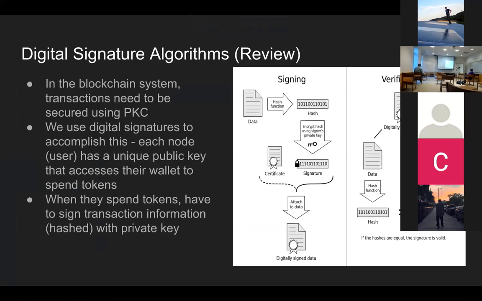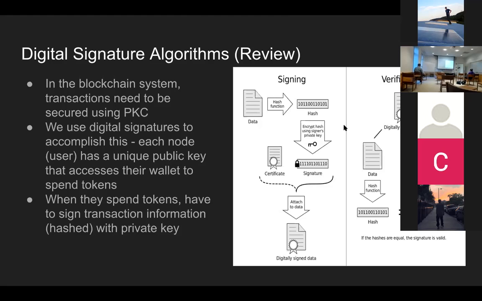Each node, you could think of them as just the users of the blockchain, has a unique public key and private key. The public key allows them to access their wallet, to spend their tokens and to remove them from the blockchain if they want to cash out, basically. And then when they spend the tokens, they have to sign their transaction information with their private key. So what we basically do when we're doing a digital signature is that we take all the data in the transaction that they're trying to add to the blockchain, and we hash it, and then we encrypt it using their private key, and then we attach it to the data finally.